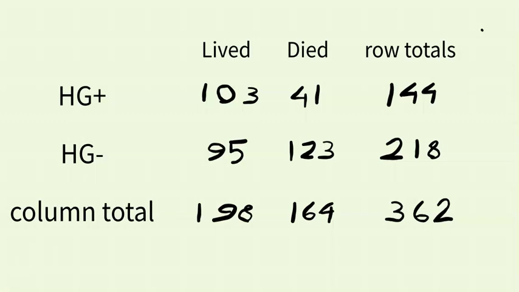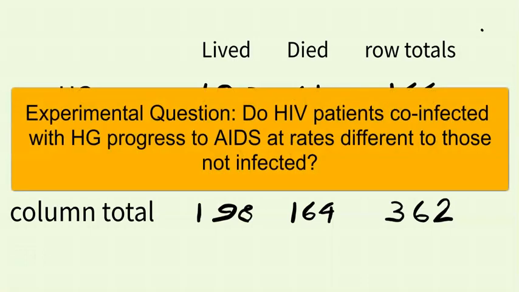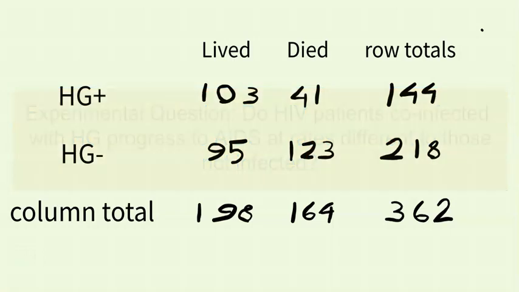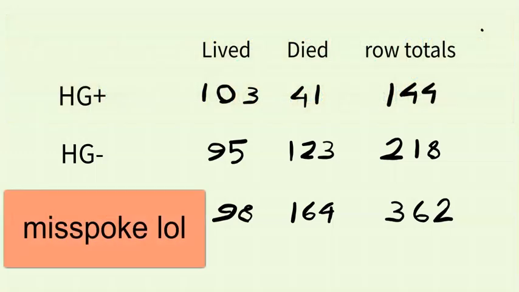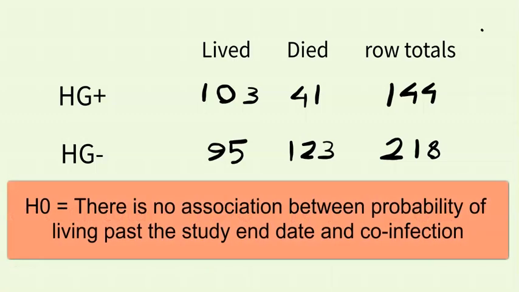So say we were conducting a study, our experimental question then could be, do HIV patients co-infected with HG progress to AIDS at rates different to those not infected? And we're not even asking if it's faster or slower, we're just asking if it's different than those who were not infected. So our null hypothesis would state that there is simply no association between probability of living past the study end date and co-infection with HG.